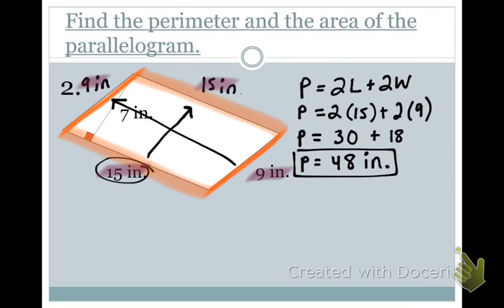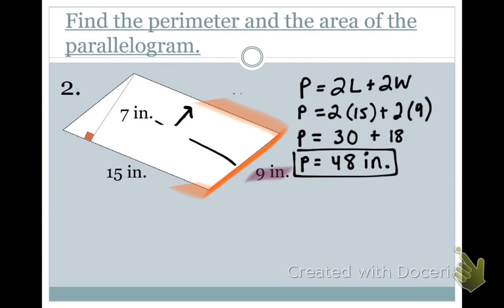For this one, we also want to find the area. It said find the perimeter and the area. So let's go back to our original formula. What is the formula of the area? A equals BH. Area equals base times height. Since we're trying to find the A, I'm dropping down my A and dropping down my equal sign.